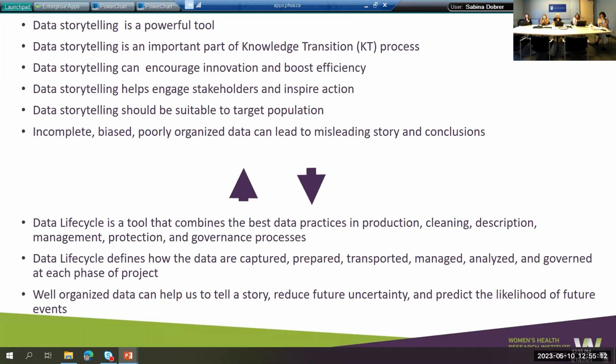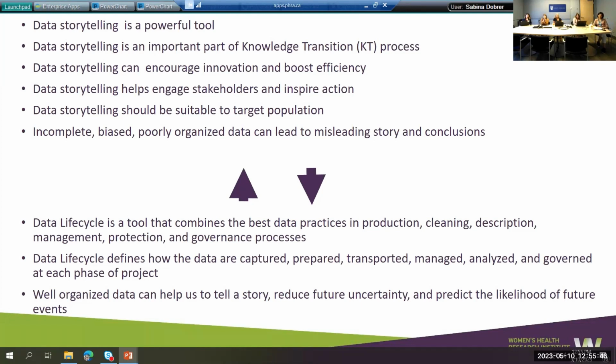And how is data storytelling related to the data cycle? The data cycle combines the best practices: production, cleaning, description, protection, and governance processes of the data. So if you do it correctly, it reduces uncertainty and unnecessary bias, and we can tell our story better. The life cycle procedures also help you to create the best data possible, to tell the best story possible.